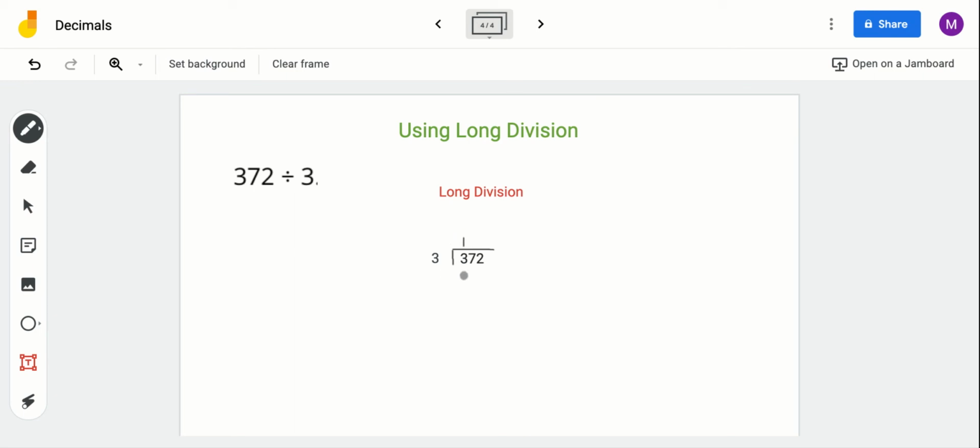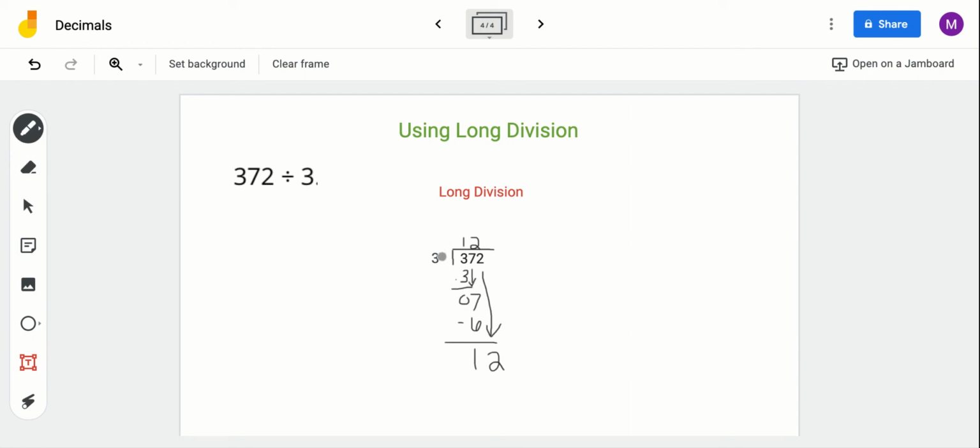1 times 3 equals 3. So I just pay attention to that first digit. I subtract the 3 from the 3. I have nothing. So now I bring down the 7. And now I just look at the 7. How many 3's can I take out of a 7? I can take 2 3's out of a 7. So 2 times 3 is 6. I subtract that. I have 1. So then I bring down the 2. And I have 12.